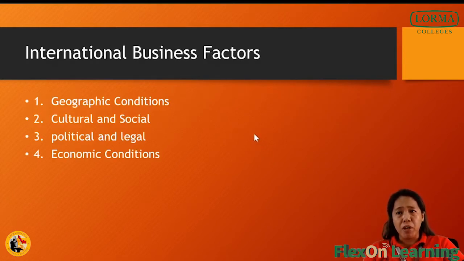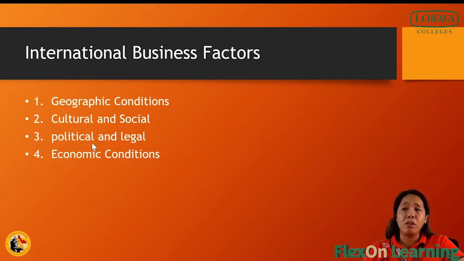Okay? And there are some factors that you have to consider when you're conducting international activities. We have factors on geographic conditions, something to do with the place, how far you are from the place, so the distance, time zones, the weather conditions, and the people, population is considered geographic. We have also cultural and social, something to do with the people, their attitudes, beliefs. We have also political and legal, meaning the conditions in there.